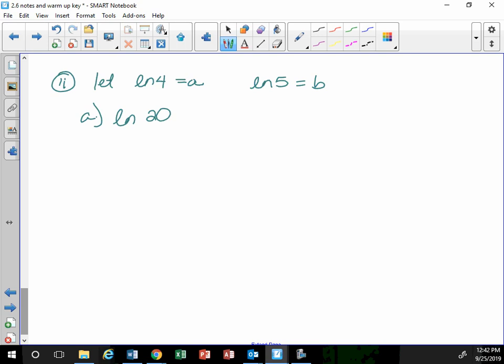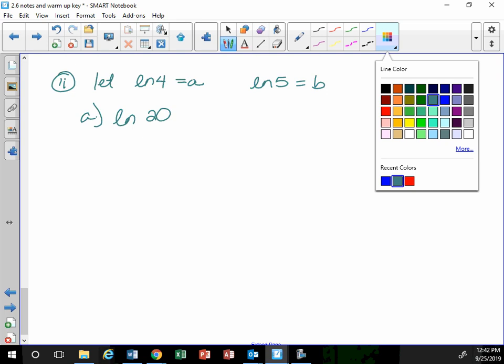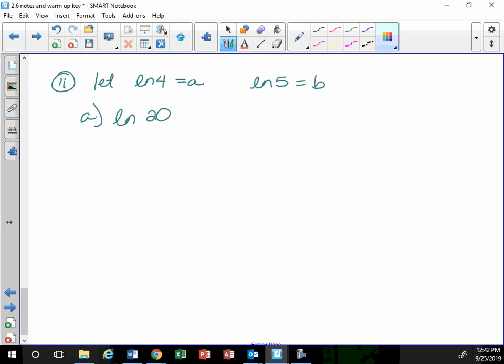Okay, so I want to walk you through the first one and then I'll give you several to try. The only numbers I know I can use are 4 and 5. Can I think of a way to make a 20 out of 4 and 5? 4 times 5. All right, then I want to go ahead and expand this. So are we okay with this is natural log of 4 plus the natural log of 5? Okay. My very last step is to substitute in the a and the b. So what does natural log of 4 equal? And the natural log of 5. So a plus b is the answer.